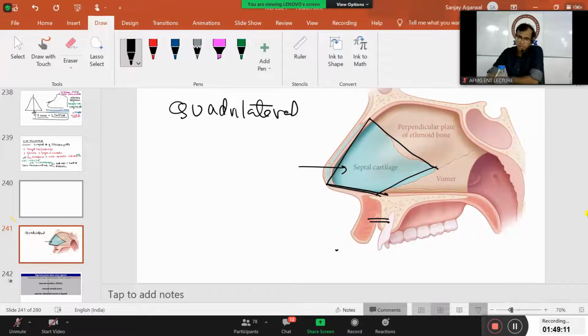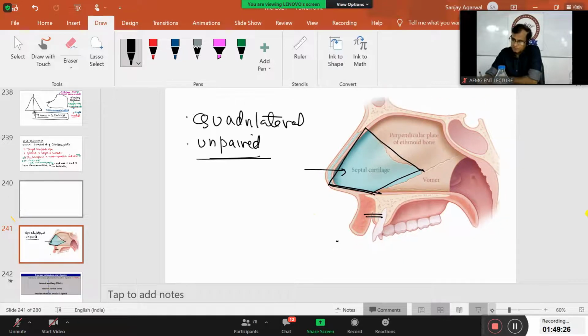And the second point is the only unpaired cartilage of the nose. The only unpaired cartilage of the nose is this cartilage. The other cartilages, you do not need to remember the names, they are all paired in the nose. So 2 points.